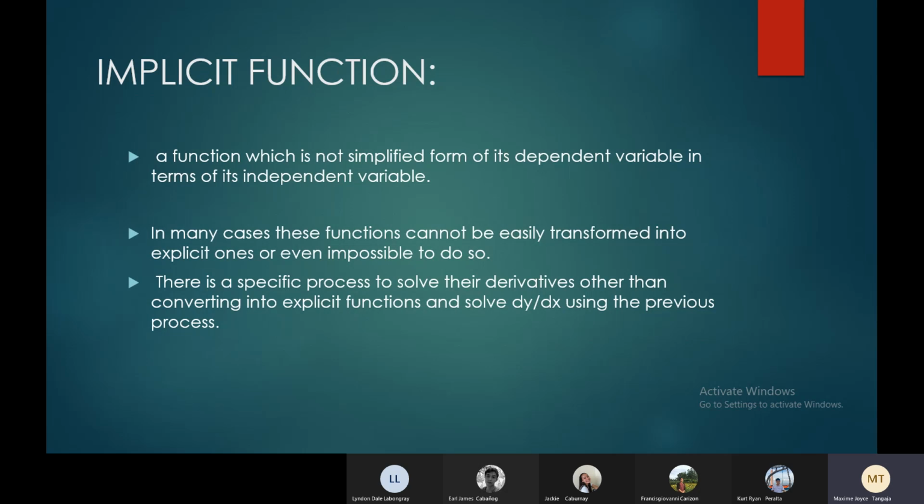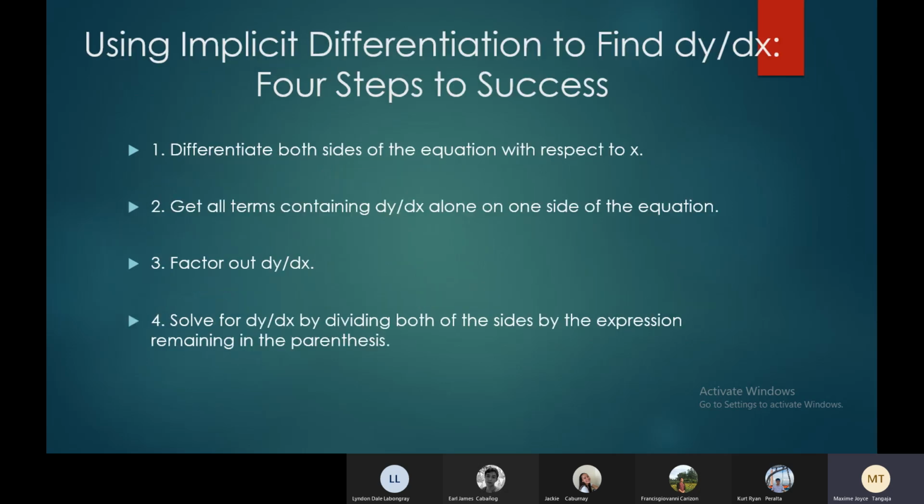So what is an implicit function? It is a function which is not in simplified form of its dependent variable in terms of its independent variable. Also, in many cases, these functions cannot be easily transformed into explicit ones, or it is even impossible to do so. That's why there is a specific process to solve their derivatives other than converting them into explicit functions. And to solve dy over dx, or simply y prime, using the previous processes is required.